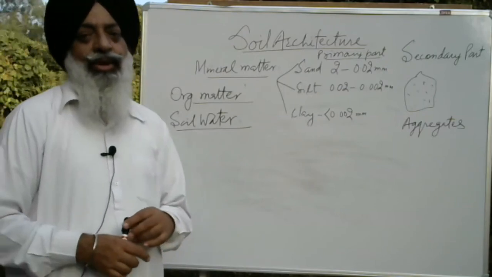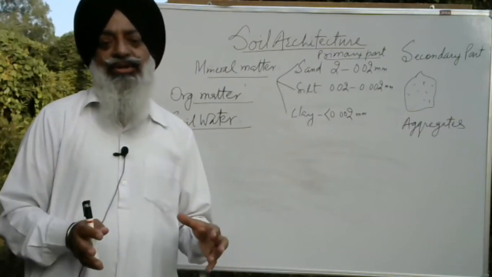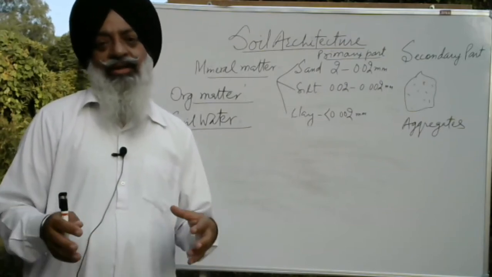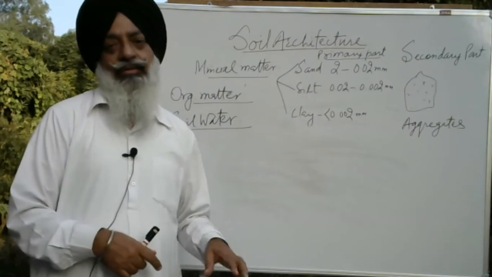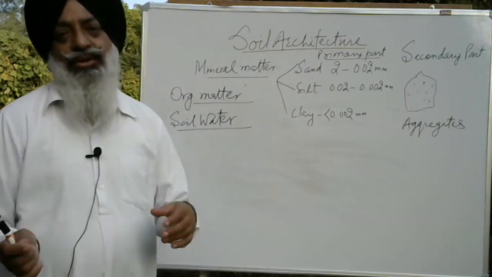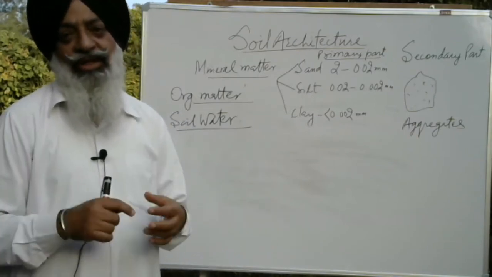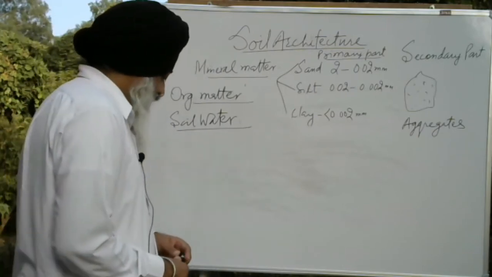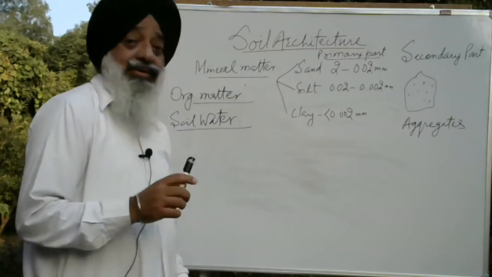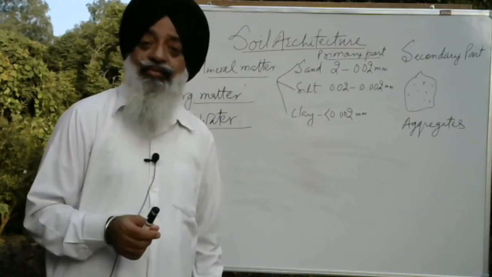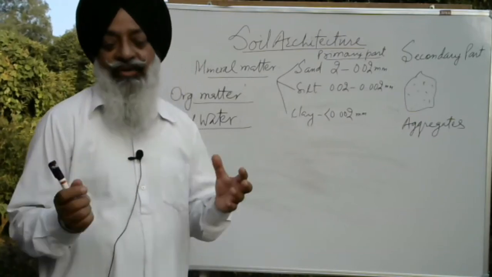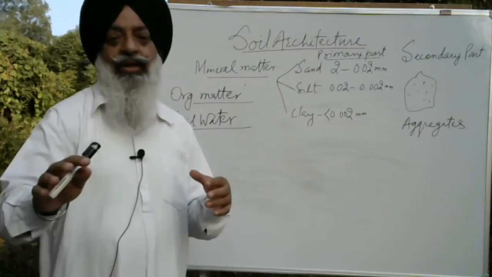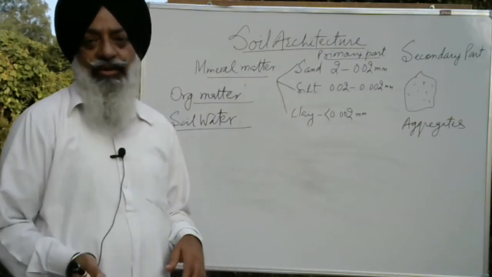As I told you, plants take up nutrients from the soil in solution form. So if water is not there, the solution form will not be there and the nutrients will not be taken up by the plant. And this is also true that all the water present in the soil may not be available to the plants. We will discuss in the next topic why all the water may not be available to the plants.